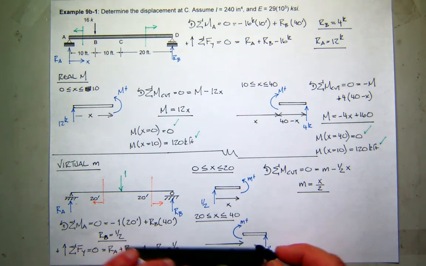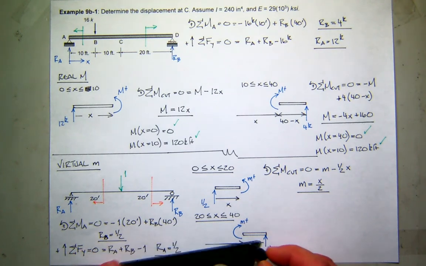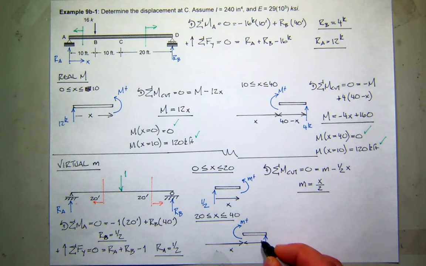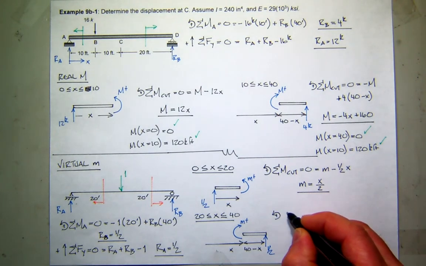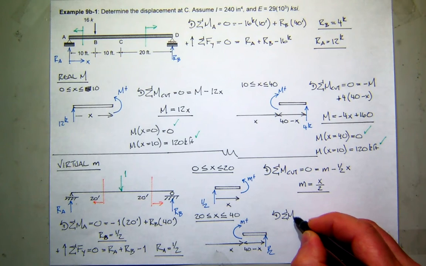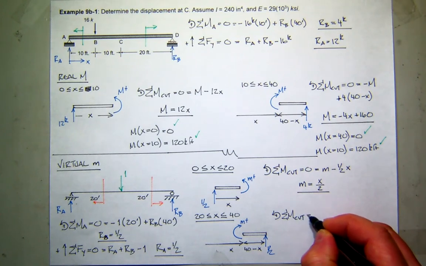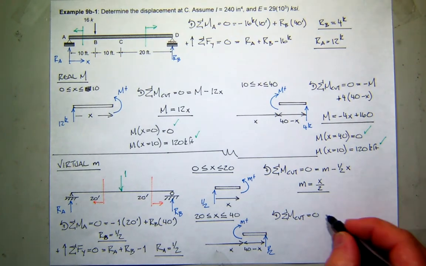That's x. So the segment length that's left over on the right-hand side would be the length of the beam, which is 40 minus x. And just solve for that internal moment there. So again, we'll sum moments at the cut. Make sure everything's in equilibrium.